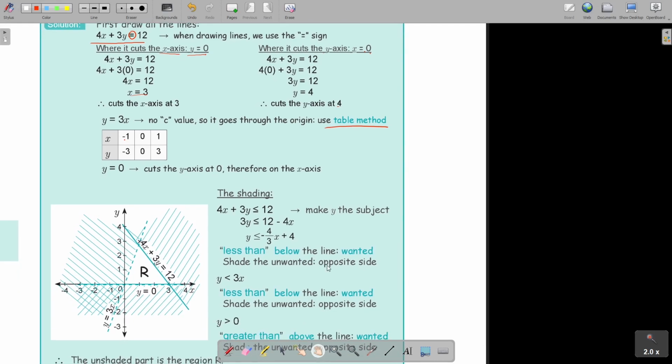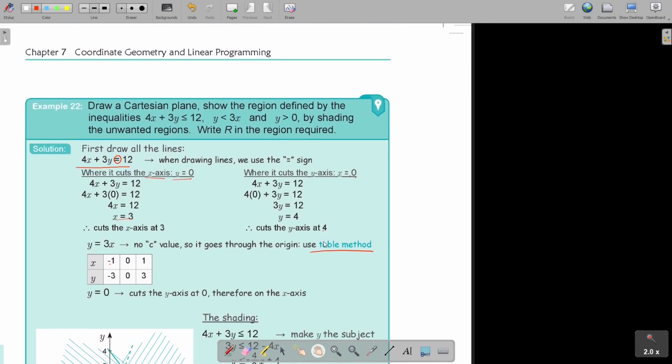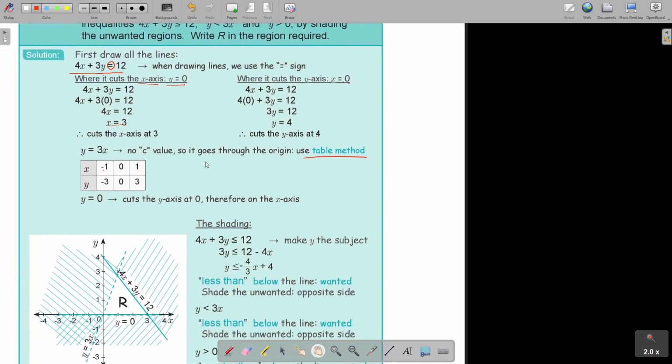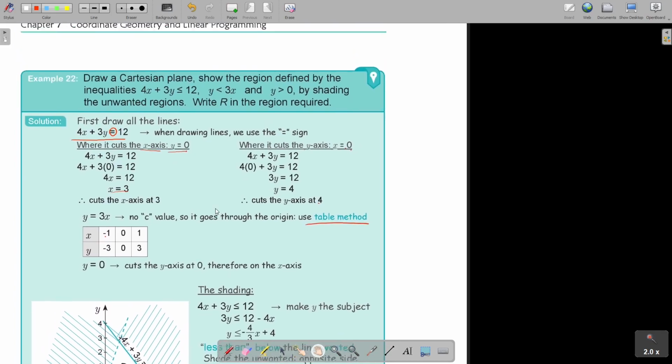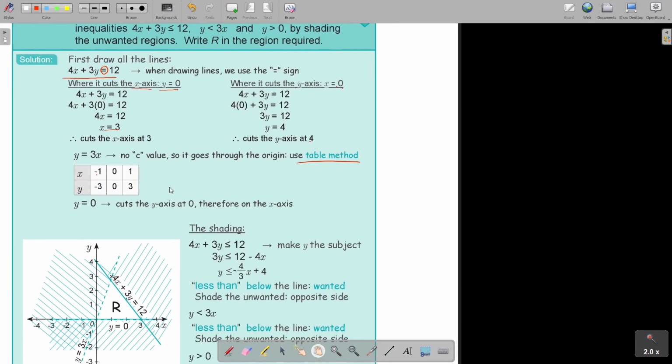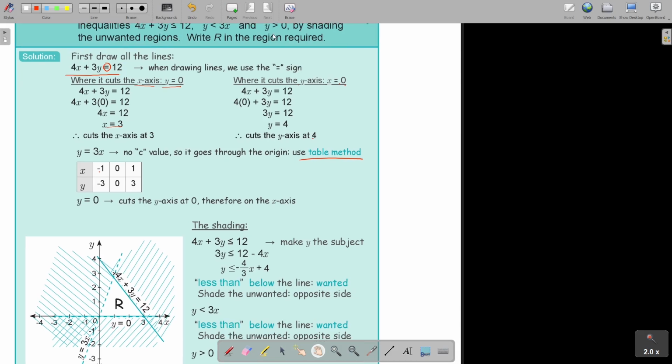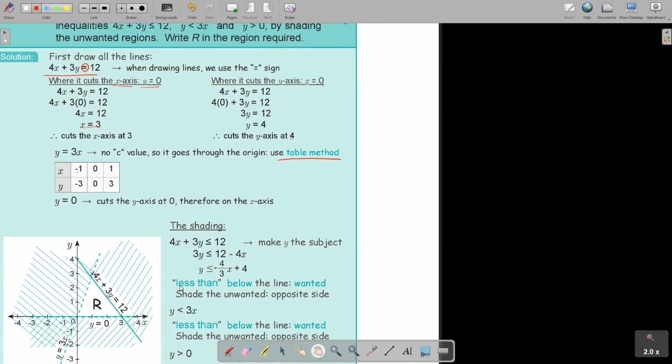Now, just take note. Can I just show you? In this one, there's an equal sign. That's why the line is solid. In this one, no equal sign, and that's why it's broken. Okay. And then the last one, y equals 0. So it cuts the y-axis, and it cuts at 0. And this is the line actually on the x-axis. And it's also broken because it's not having an equal sign. Do you see? No equal sign there. Okay. Now you draw your lines.